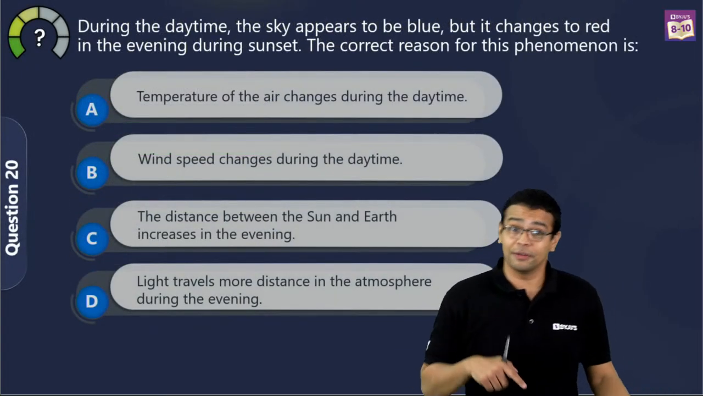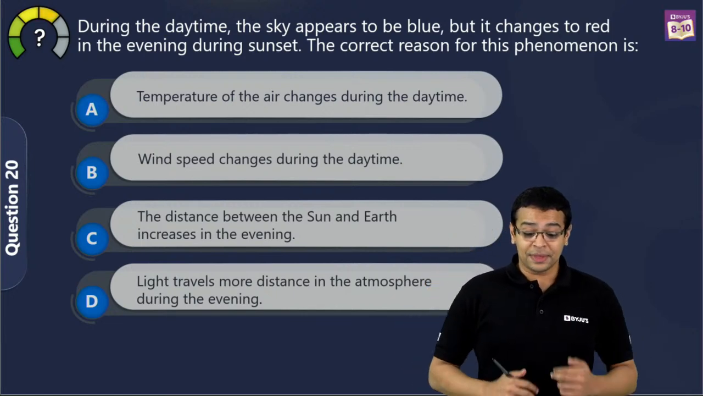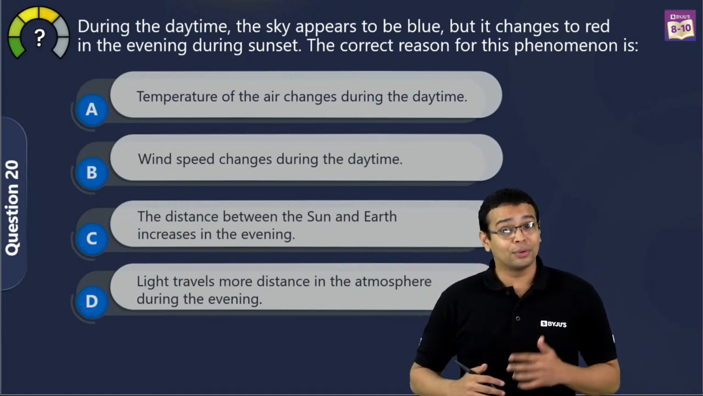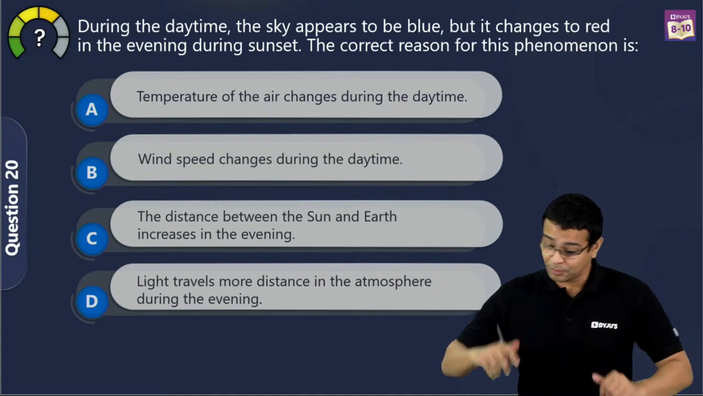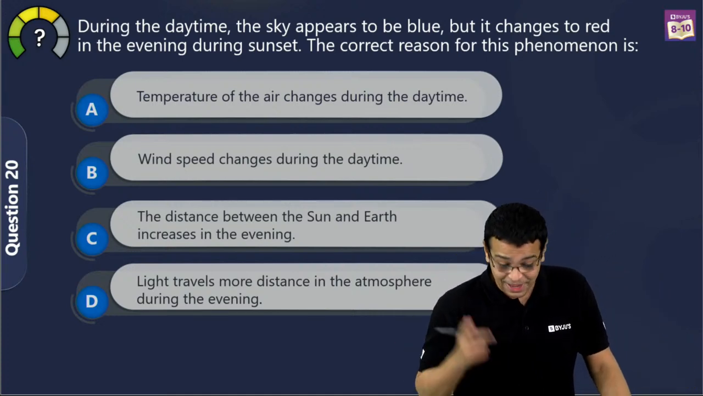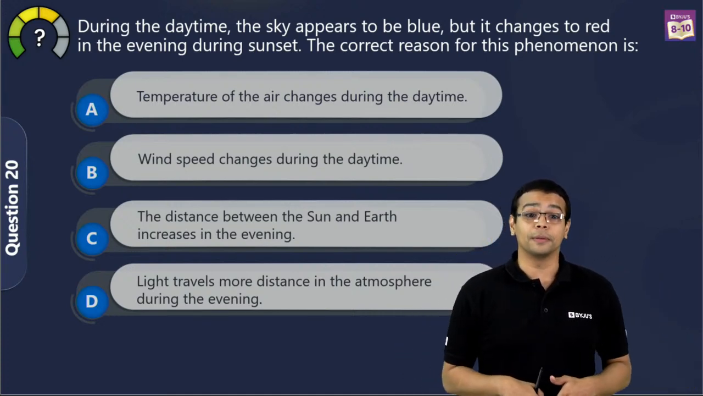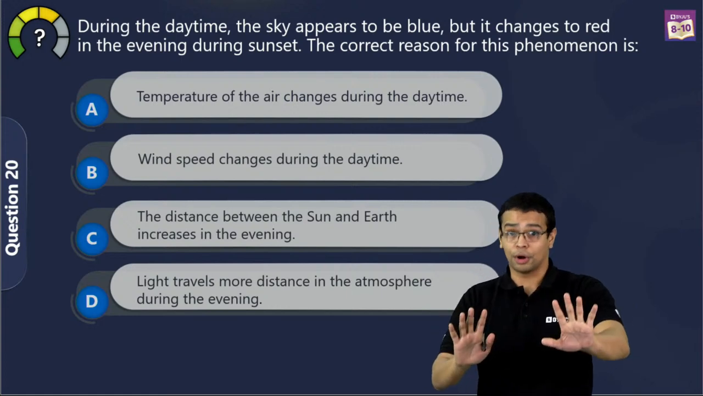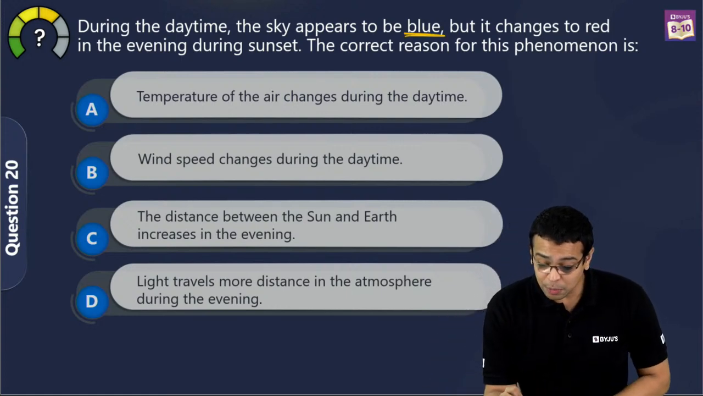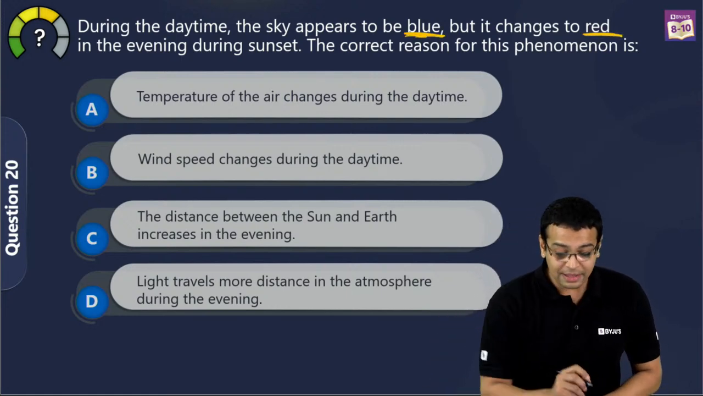Anywho, this I'm not confused by. During the daytime, the sky appears to be blue. But it changes to red in the evening during sunset. The correct reason for this phenomenon. Hey, stop. Don't read the options. Hold on. We're talking about sky appears to be blue, but it changes to red in the evening.